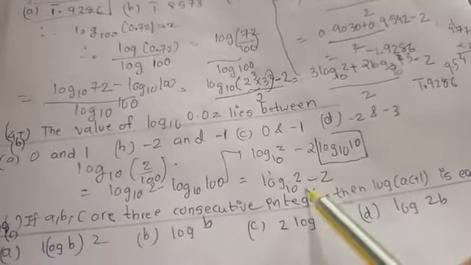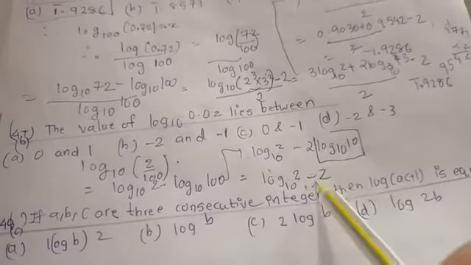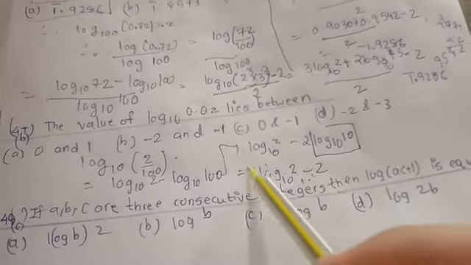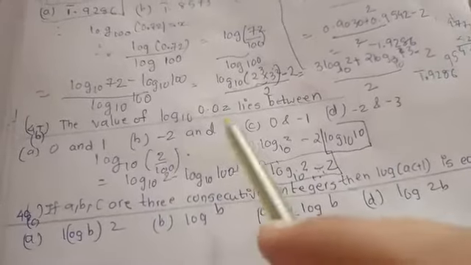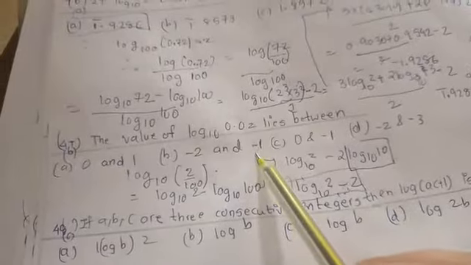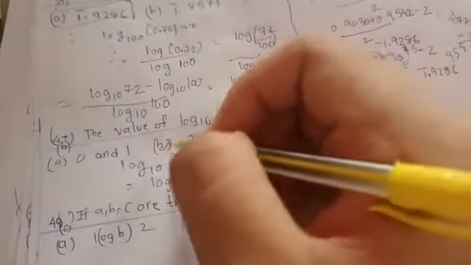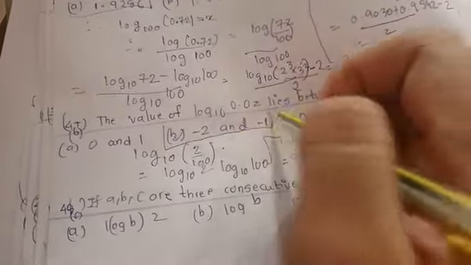Now we find that this value will always be greater than minus 2 and will lie between minus 2 and minus 1 only. So the answer of this question is B, lies between minus 2 and minus 1.